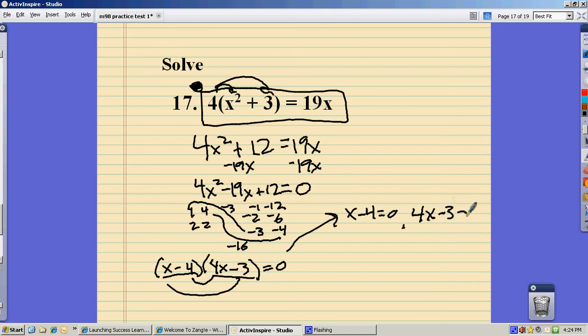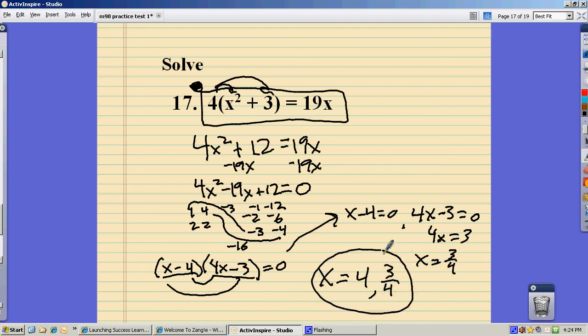4x minus 3 is 0. And add 4 to both sides over here. I get x can be 4. Add 3 to both sides. Divide by 4. X could be 3/4. So my answers are x could be 4 or x can be 3/4.